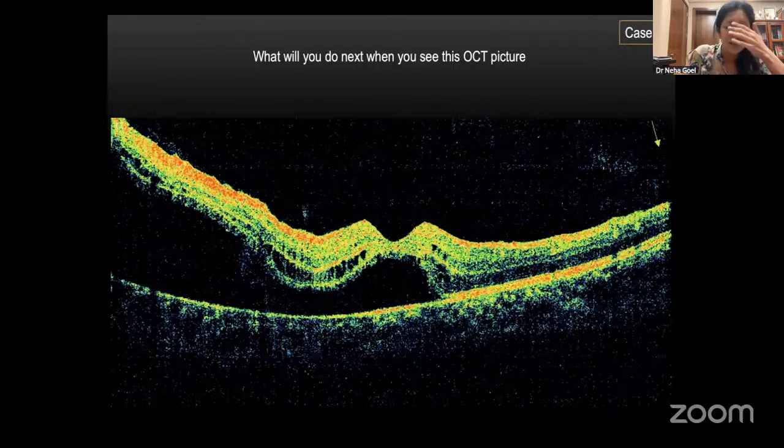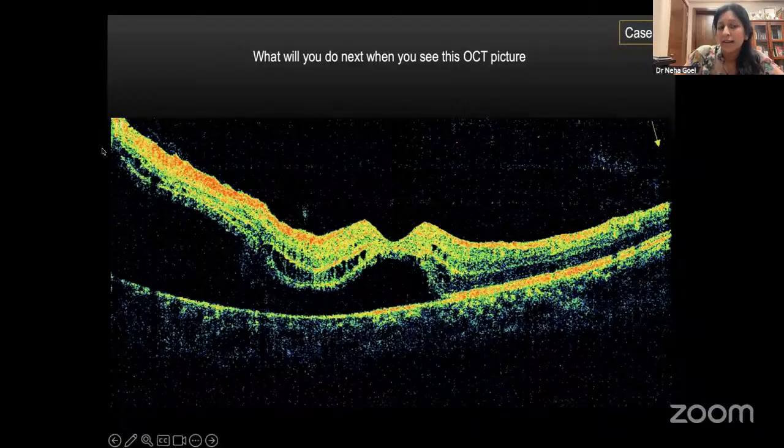Now, this is a question that was actually asked in my Viva almost 15 years back. What will you do next when you see this OCT picture? And Professor S.P. Garg happened to teach me a lesson for life by this question. So most of the students or ophthalmologists would be tempted to say it's CSC, there's a neurosensory detachment, and I would like to do an angiography to find the leak.